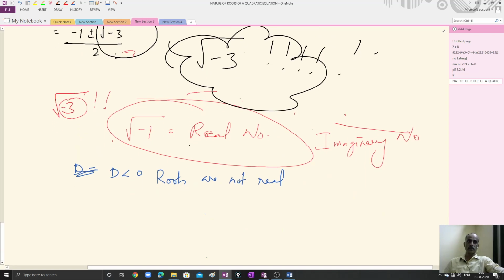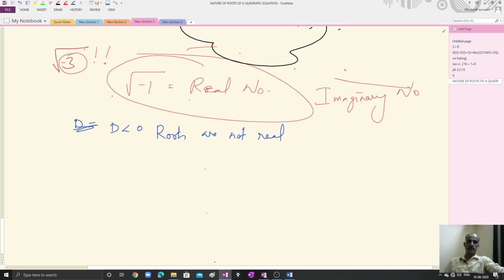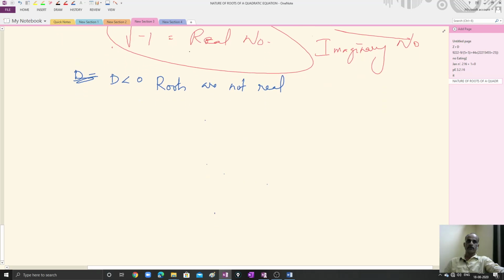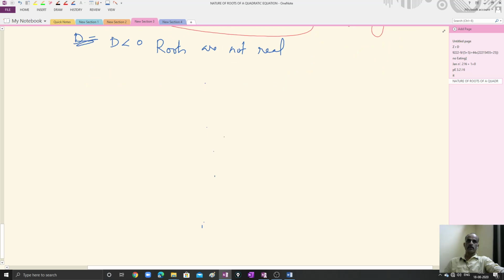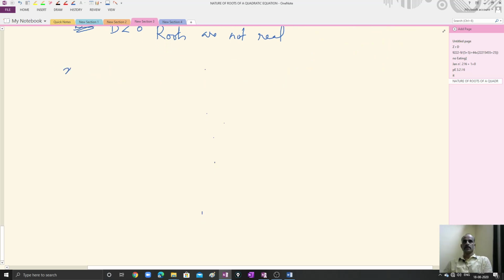We will put one more example here. Consider any quadratic equation like x square plus 5x plus 8 is equal to 0. A is equal to 1, b is equal to 5 and c is equal to 8. B square minus 4ac is equal to b square is 25 minus 4 into 1 into 8, that is 25 minus 32, and it is less than 0.